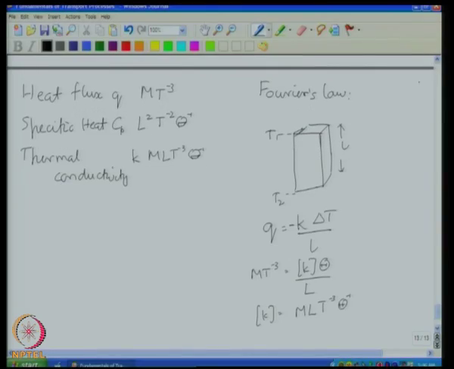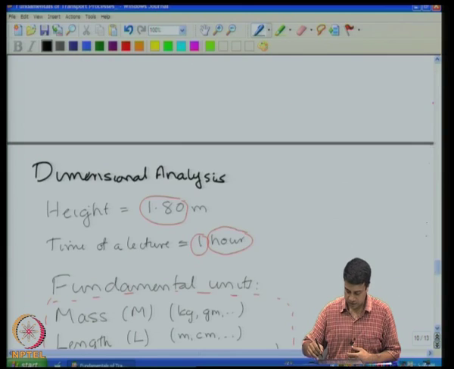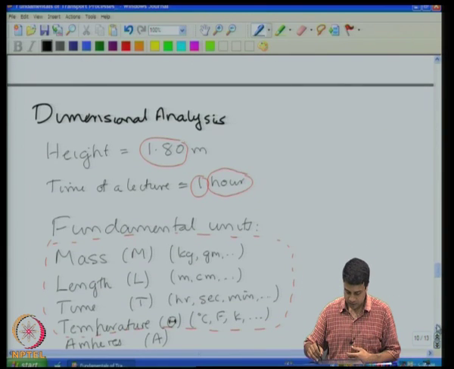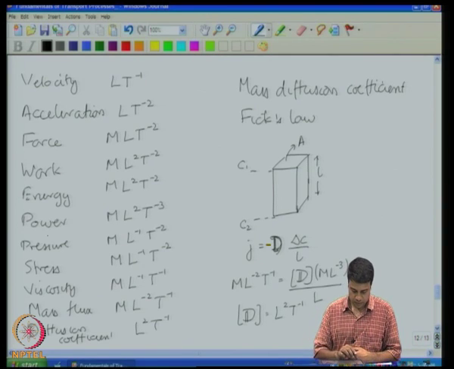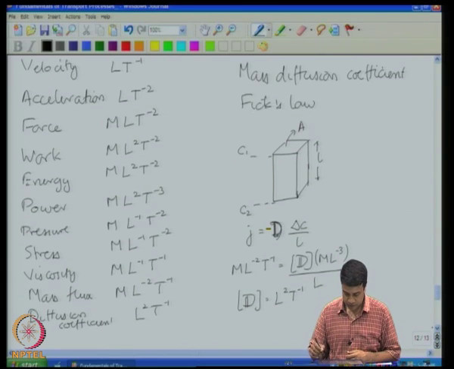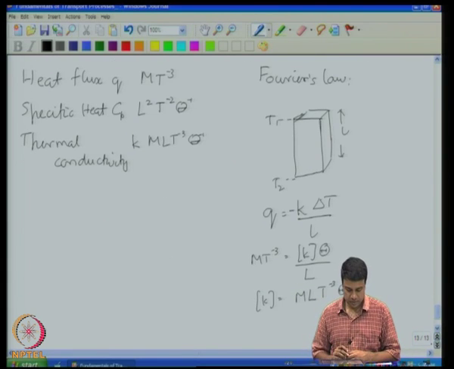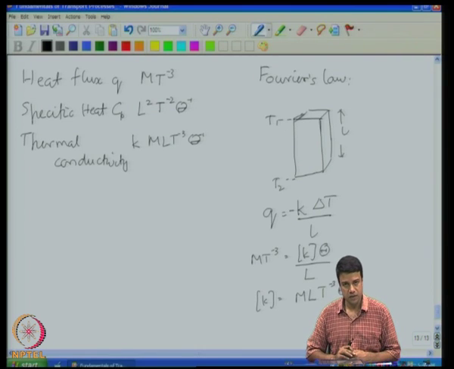Now, we have listed out the dimensions of various quantities, both for mass transfer, heat transfer, and momentum transfer. In the case of momentum transfer, the important quantities are mass, length, time, as well as the pressure, stress, viscosity. Mass flux and mass diffusion coefficient are two important quantities for mass transfer, as well as concentration difference. And for heat transfer, I have heat flux, the specific heat, and the thermal conductivity. So now, how do we use this to simplify our problems?